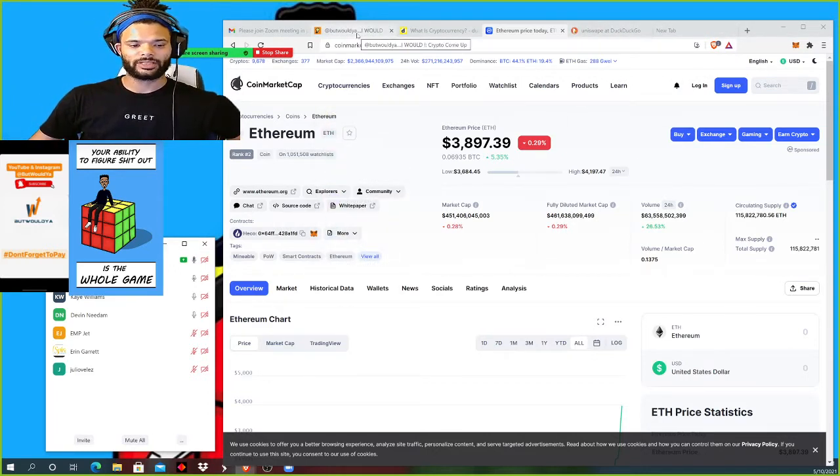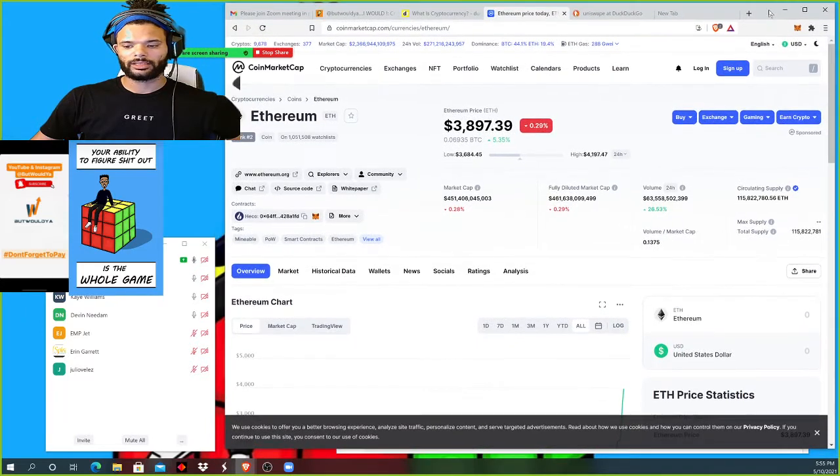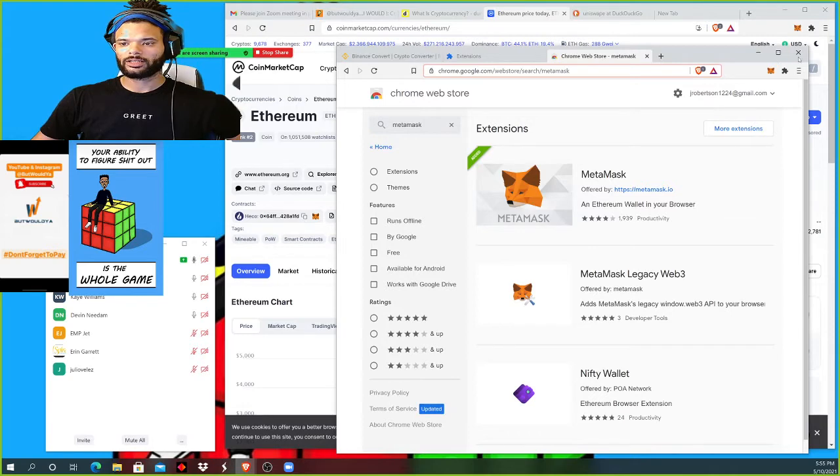It has a use case similar to Ethereum's, where platforms are being built on top of it. So there's also projects called... I want to show you guys this really quick.